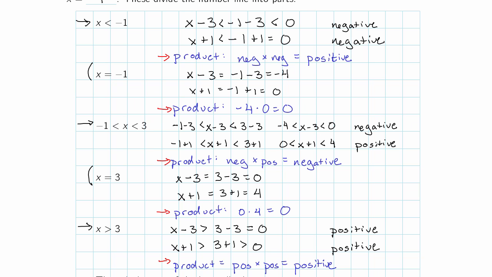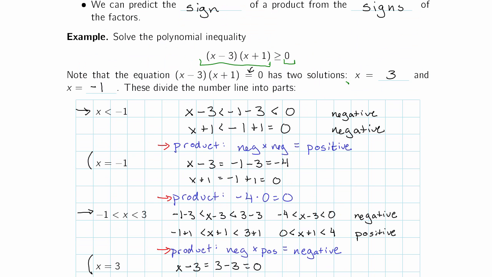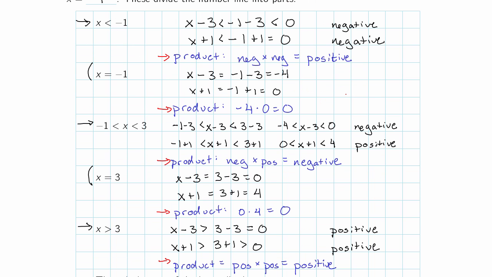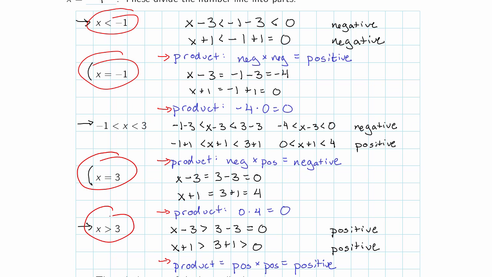Now we look back at the inequality and see the inequality says greater than or equal to 0. So we want to know where the product is positive or 0. So that means, let's see, where is the product positive or 0? Well, here it's positive, here it's 0, here it's 0, here it's positive. We don't want this part, and there the product is negative.